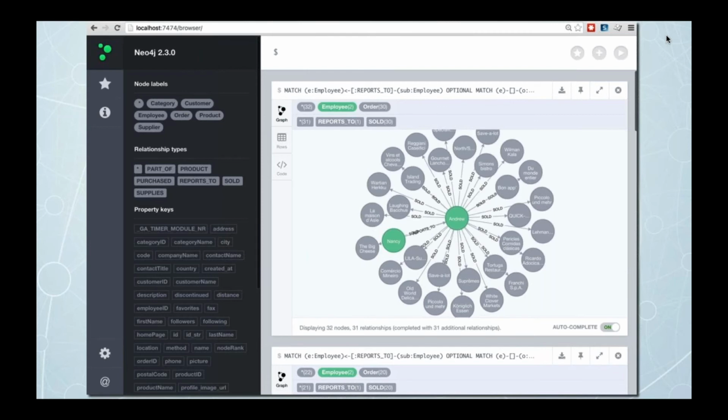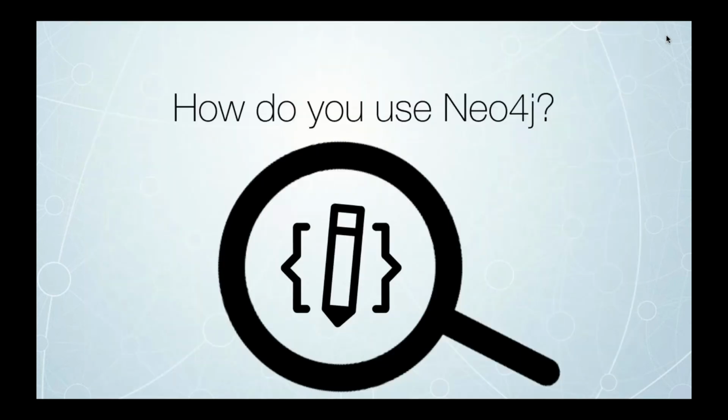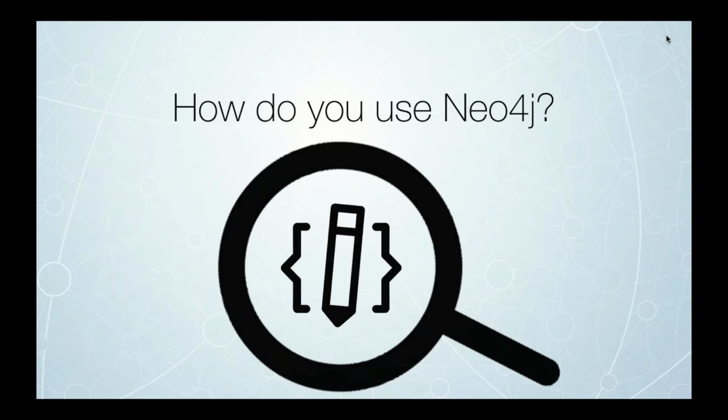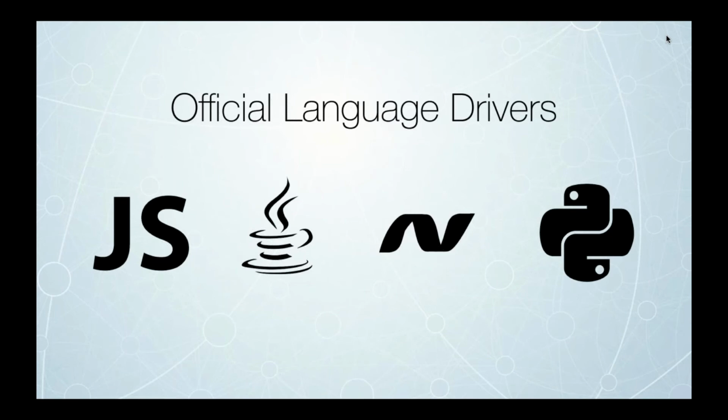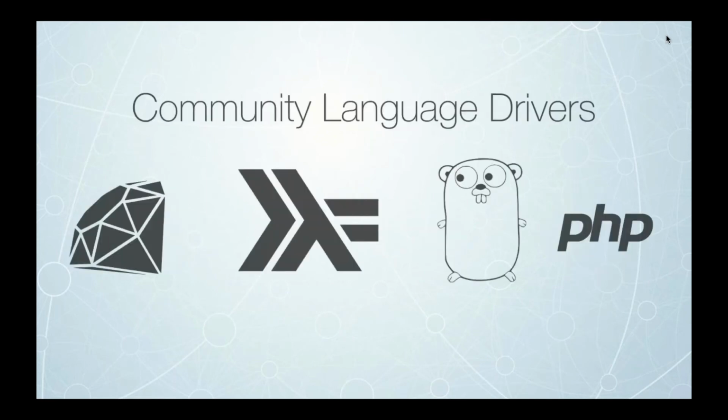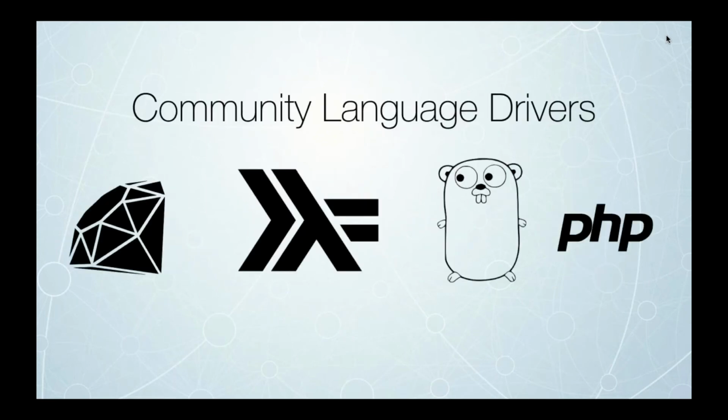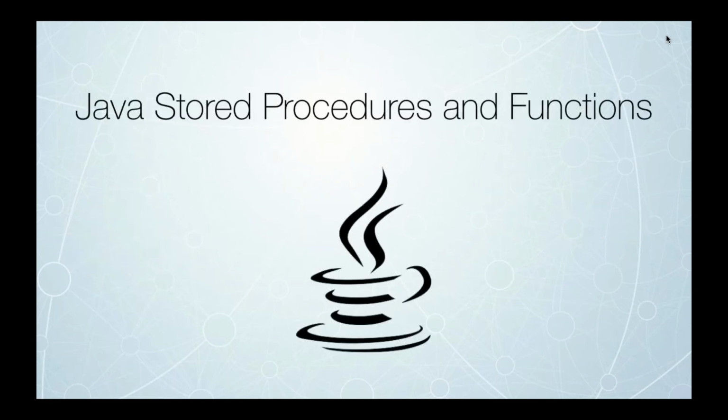But the Neo4j browser is amazing, but it is intended for developers. So developers typically, or people using Neo4j typically, use it by writing code. And we have official language drivers in JavaScript, Java, .NET, and Python. And then there's, of course, many different community-created drivers in Ruby, Haskell, Go, PHP, R, and plenty of other languages.